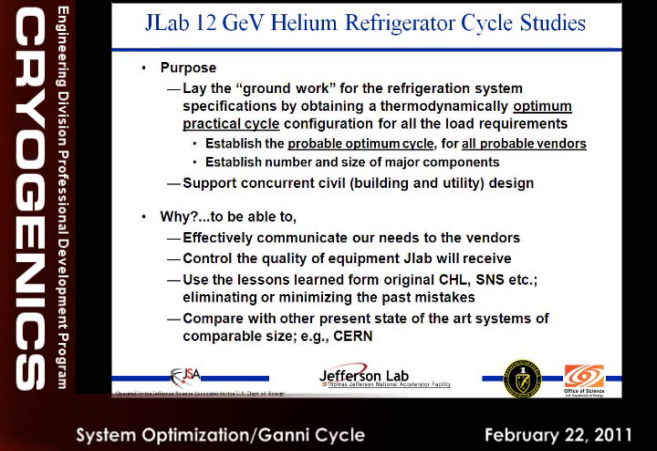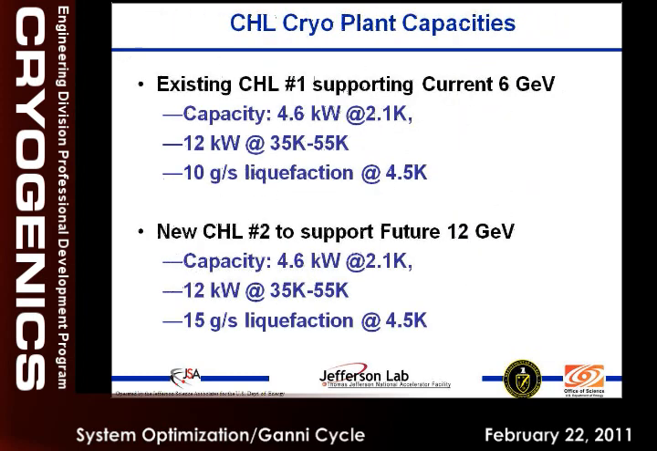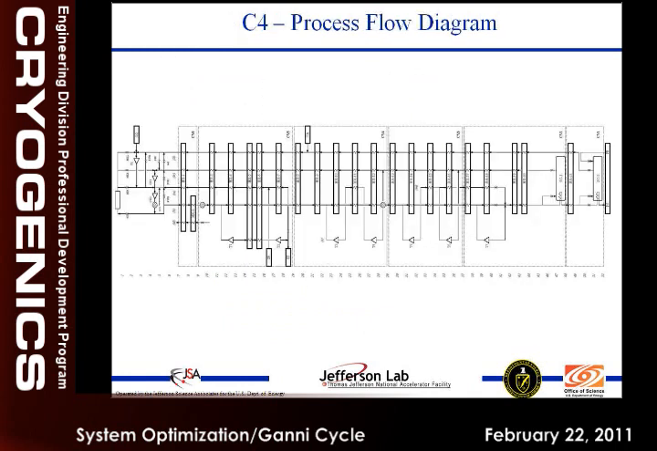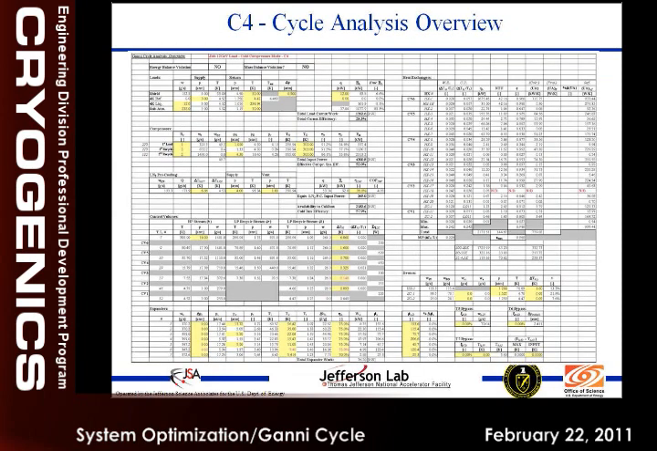We compare the present system, and also make sure how it compares to other systems out there. So basically, this is CHL1, this is CHL2, very close to the same, except we increased the liquefaction maybe more, so that we can bring the system back online after a trip. And this is basically the Carnot analysis which we went through in the last class. And this is a cycle analysis of one of the four we looked at. This is our analysis of the heat exchangers, the various control volumes, and the turbines. It has a summary sheet; it has like 50 sheets, but it's a top summary sheet.